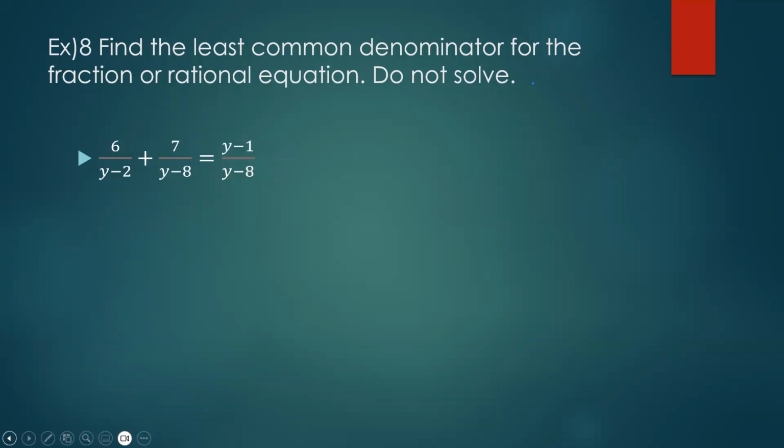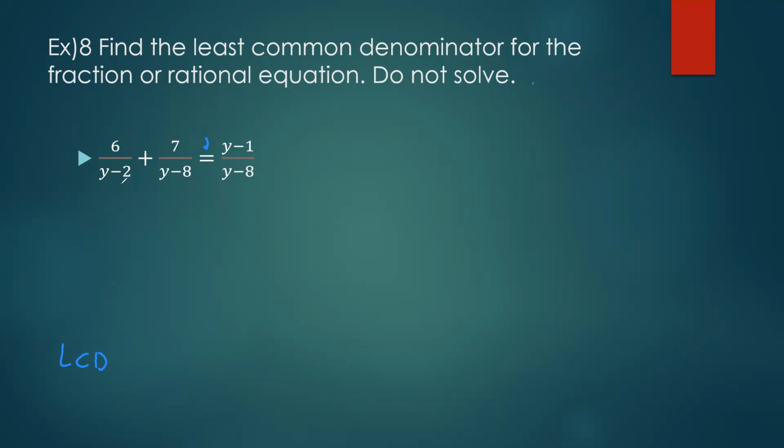Example 8: find the least common denominator for the fraction or rational equation. Do not solve. So this time we have a fraction. This is a rational equation. So let's find your LCD because it has an equal sign. We've got to find the LCD in order to solve for y so we can get rid of the fraction. So we're just going to find the LCD.